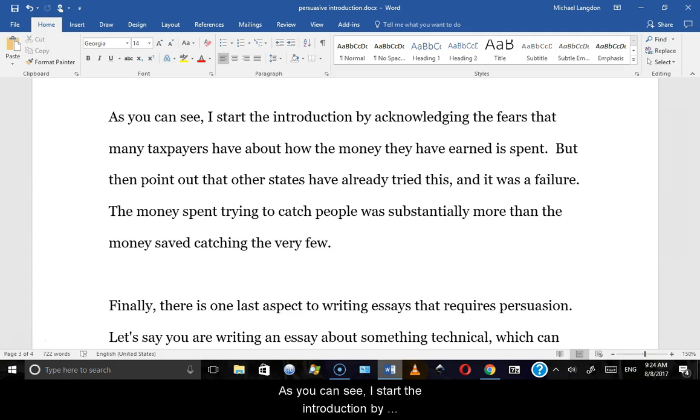As you can see, I start the introduction by acknowledging the fears that many taxpayers have about how the money they have earned is spent, but then point out that other states have already tried this and that it was a failure. The money spent trying to catch people was substantially more than the money saved catching the very few.